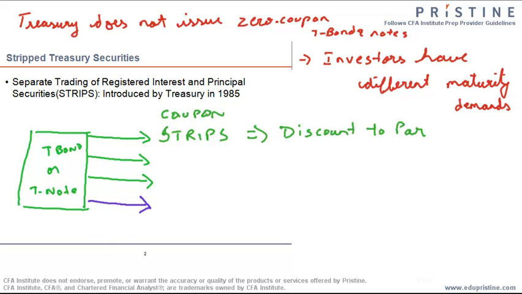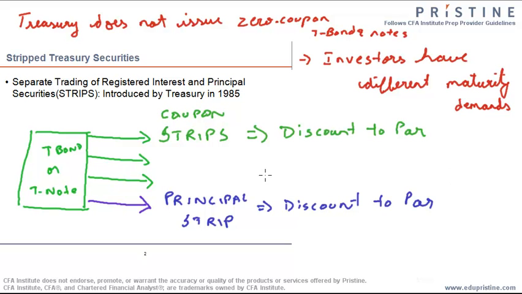On the other hand, if the cash flow used for creating the security was the principal payment, then the security was called a principal strip. This was also issued at a discount to par, and then at the maturity date the investor would get the entire principal. So as a result of this, let's say there was a treasury bond with a 10-year maturity, right? So how many cash flows would this treasury bond have? It's for 10 years, and treasury bonds are semi-annual payments, so it would have 20 coupon payments and it would have one principal payment, correct?